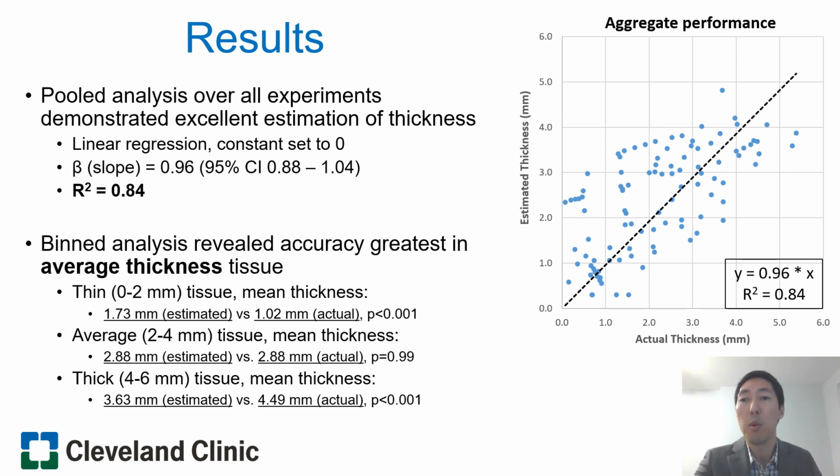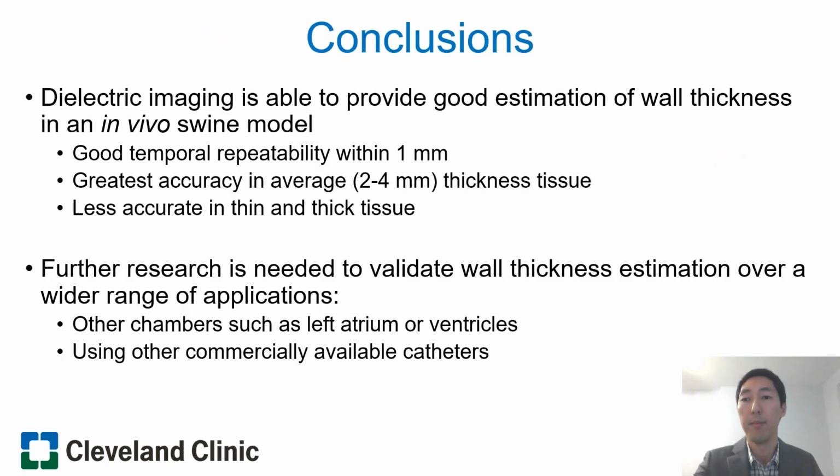We further analyzed the points based on thickness of the tissue and found that the system slightly overestimated in thin tissue, 0 to 2 millimeters, slightly underestimated in thick tissue, 4 to 6 millimeters, and was most accurate in average thickness tissue, 2 to 4 millimeters.